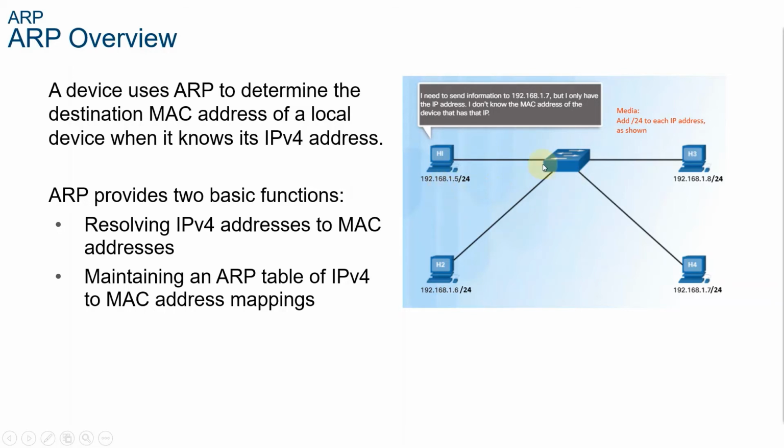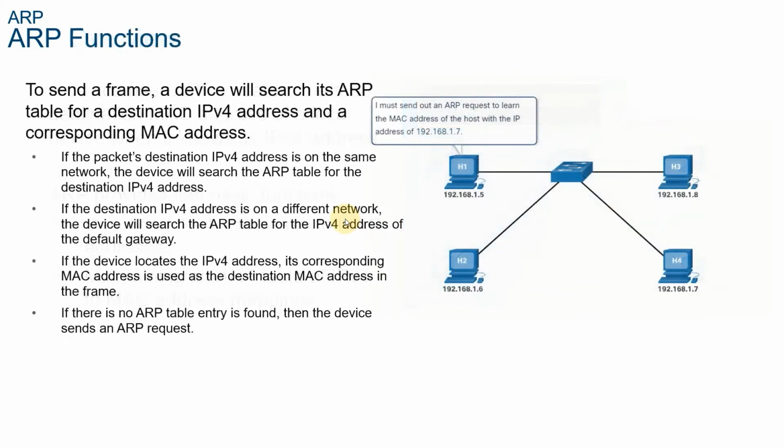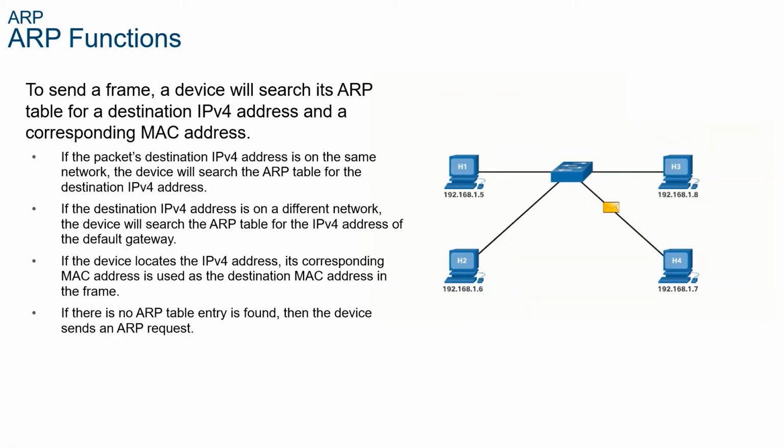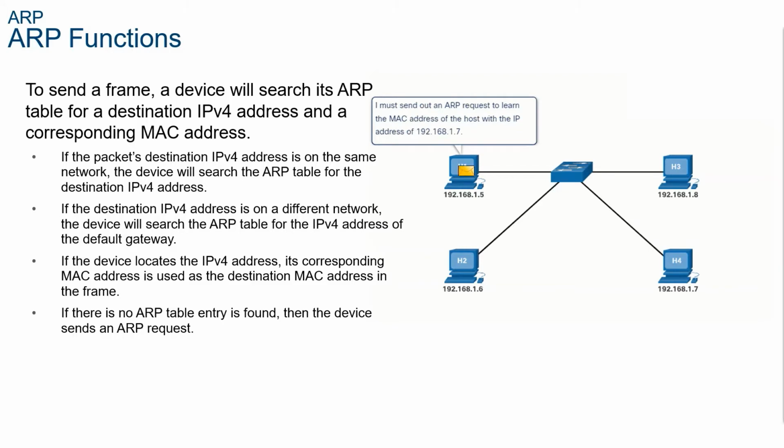This figure here illustrates the problem when sending a frame to another host on the same segment on the IPv4 network. ARP functions. When a packet is sent to the data link layer to be encapsulated into an Ethernet frame, the device refers to a table in its memory to find the MAC address that is mapped to the IPv4 address. This table is stored temporarily in RAM and called the ARP table or the ARP cache.